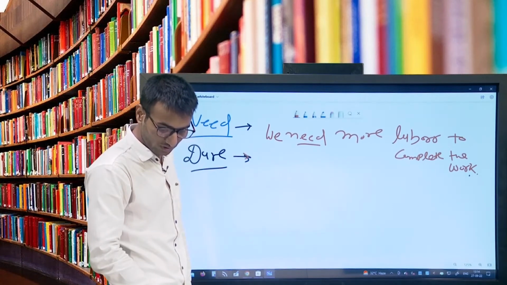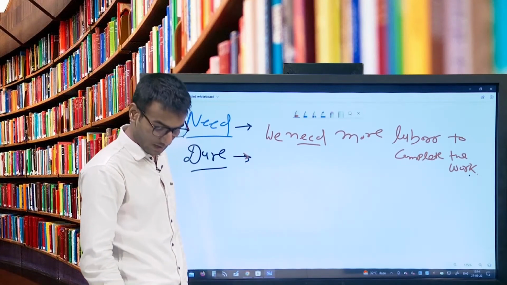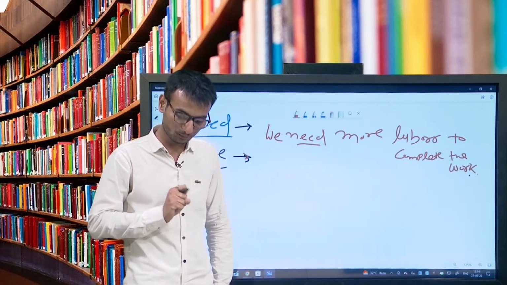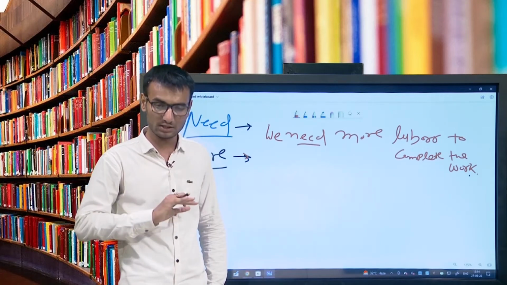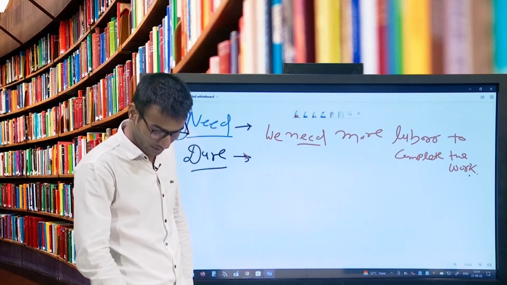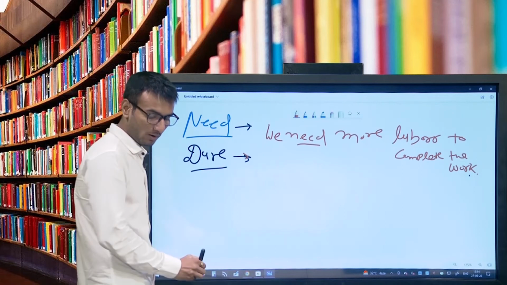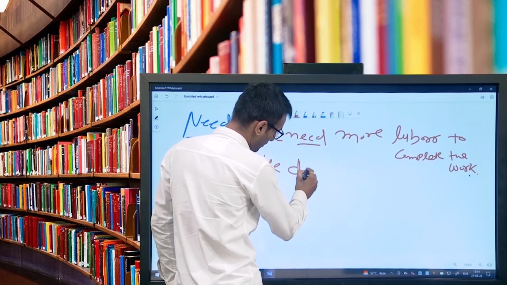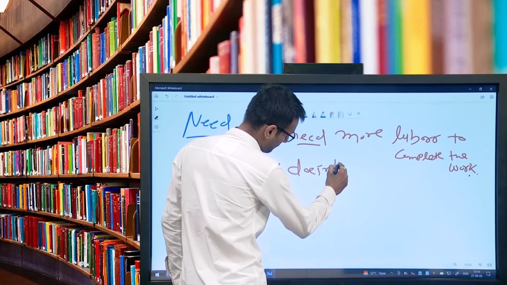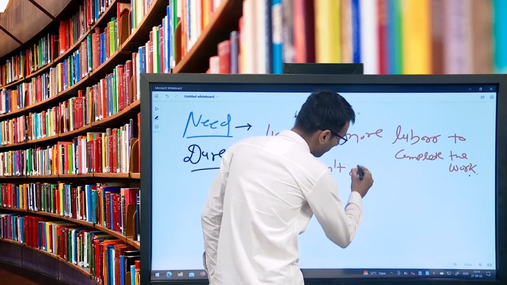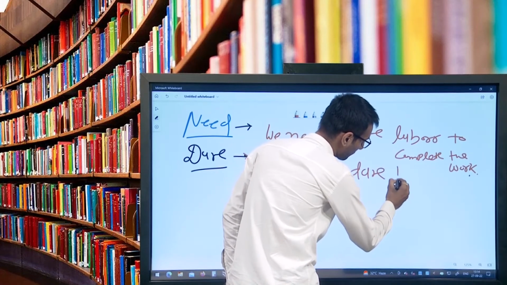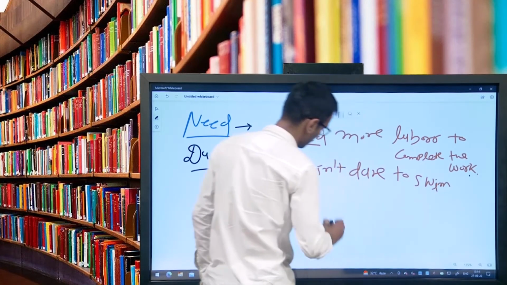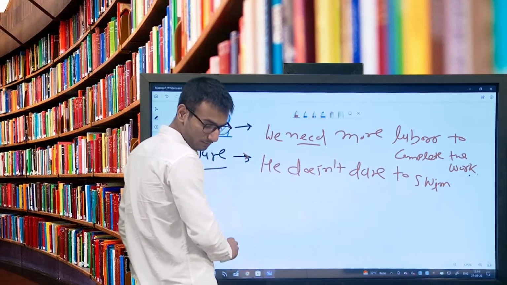Dare is used both as a principal verb and as an auxiliary verb. As a regular verb, it is used in the sense of defy, challenge, or face boldly, and is regularly inflected. Means, he doesn't dare to swim. He doesn't dare swim in the channel.